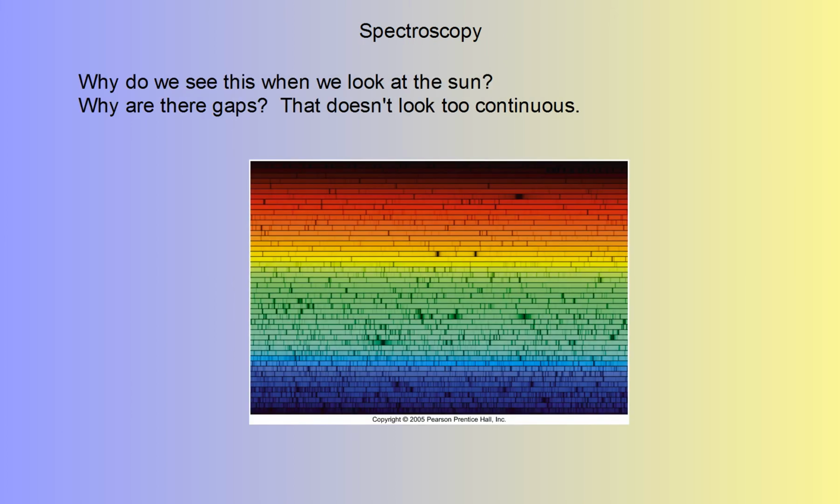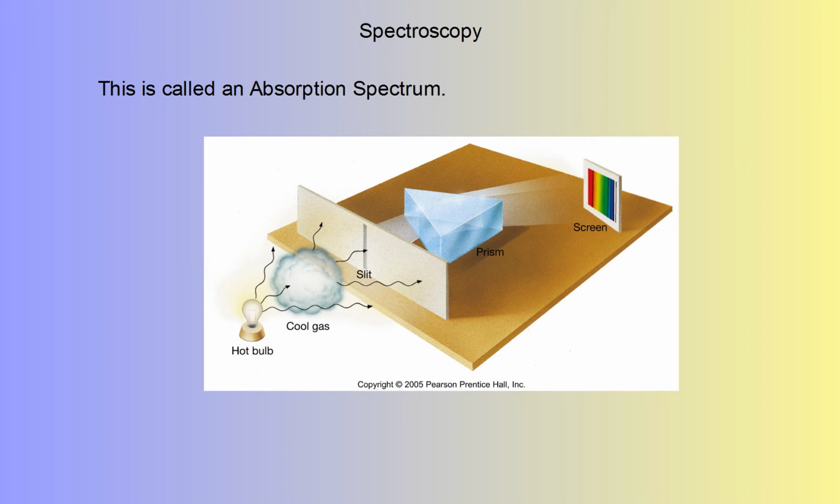But what do we see? We see this. We see gaps and holes in the continuous spectrum. Something is going on here. Why are there gaps? It doesn't look very continuous, right? Well, this is called an absorption spectrum.